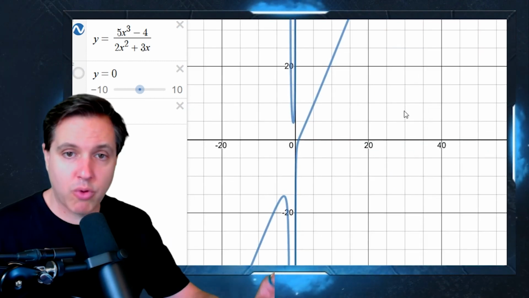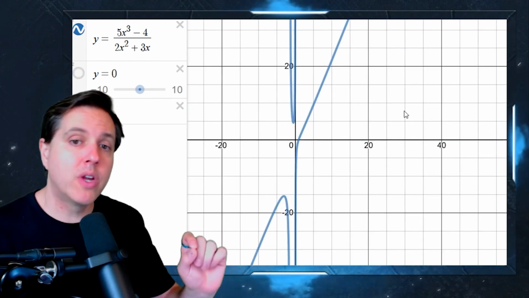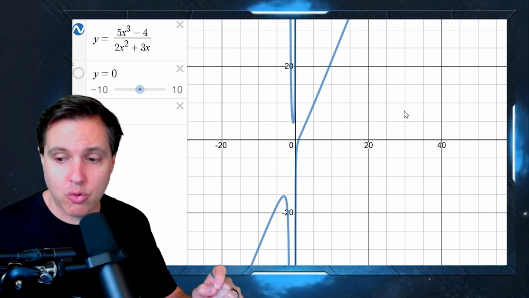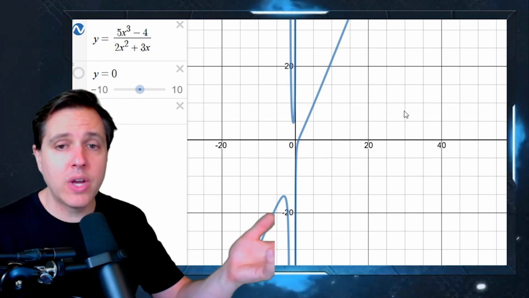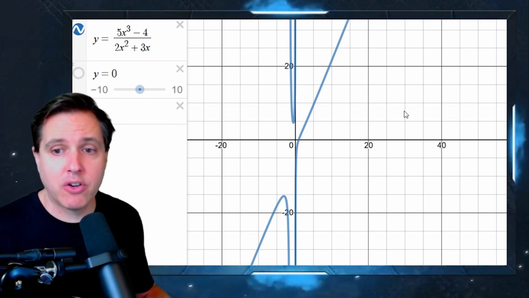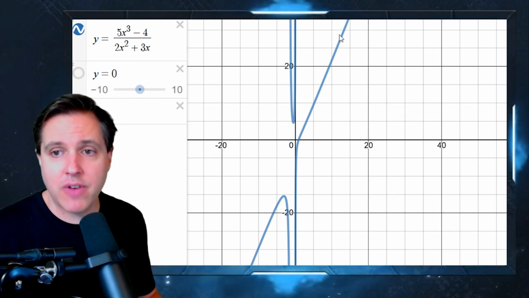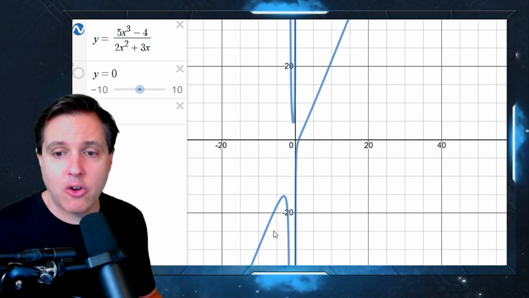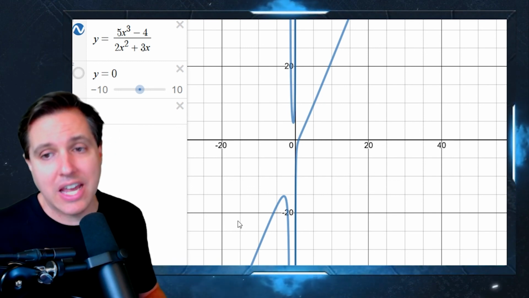Now, here's a case where we see, this is our last case, the degree of the numerator is greater than the degree of the denominator. So in this case, we have no horizontal asymptote. Okay, so the end behavior is just, well, over here on this side, our values are shooting up towards infinity, and over here, they're shooting down towards negative infinity.